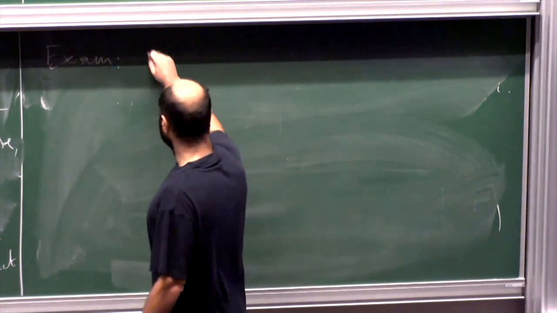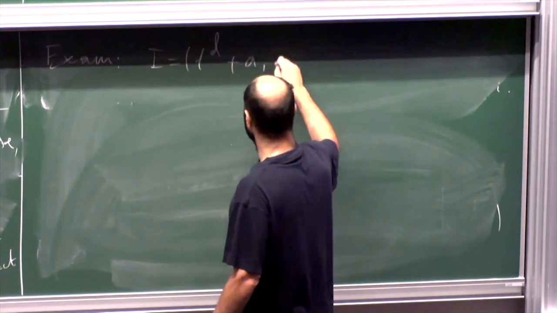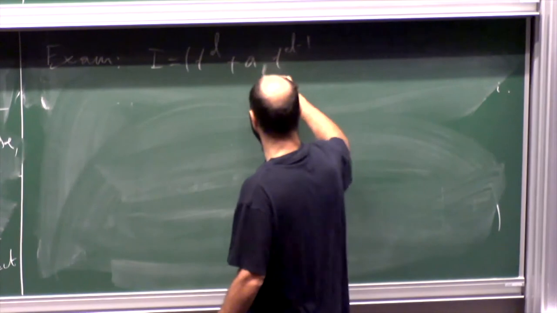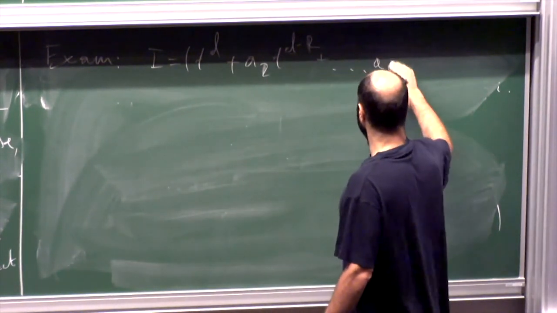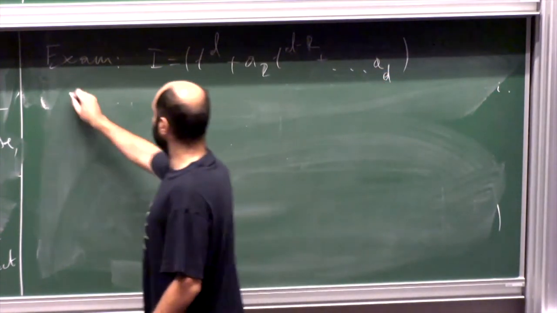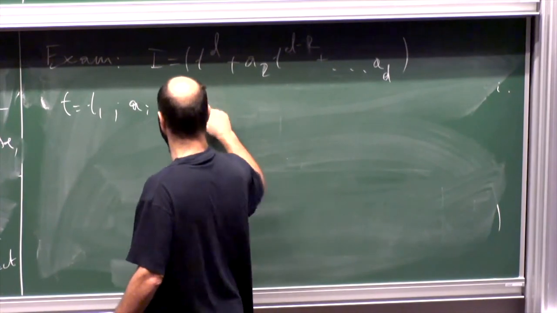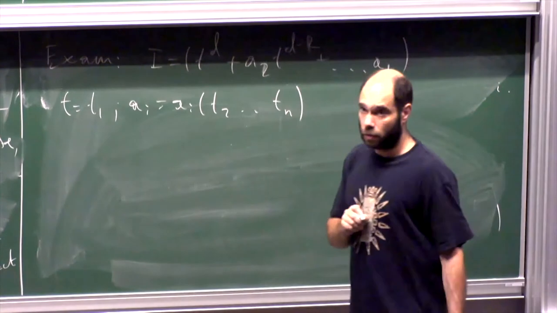So let's assume that I is just given by t to some power d plus a1 t^(d-1) plus a2 t^(d-2) plus ... plus ad, where t is t1, the first coordinate, and the ai actually depend on t2 up to tn, on the other coordinates.